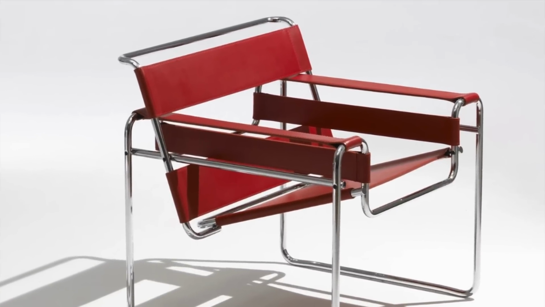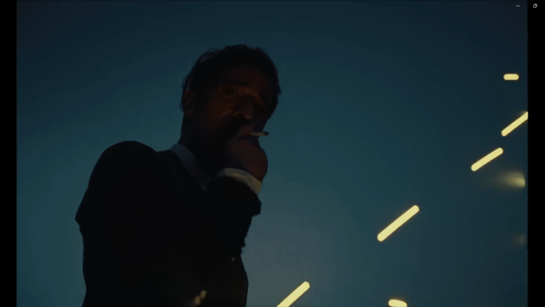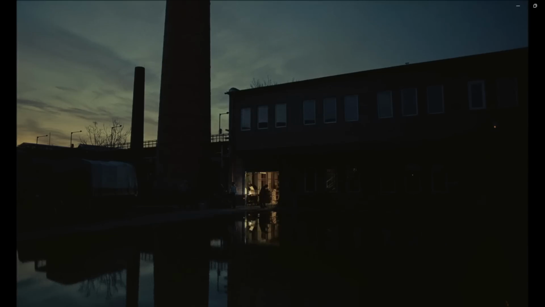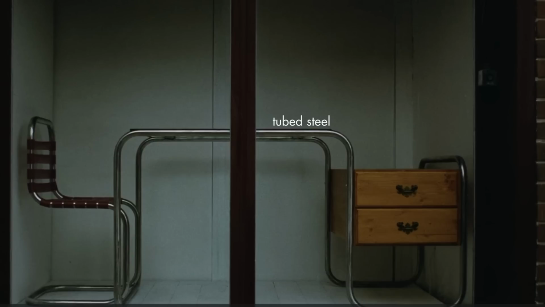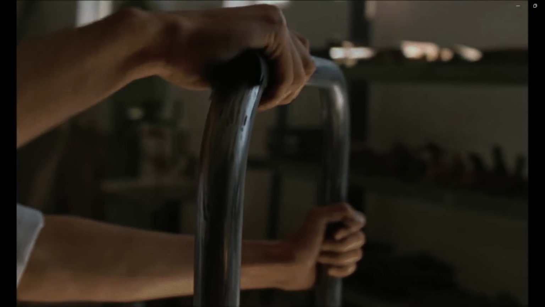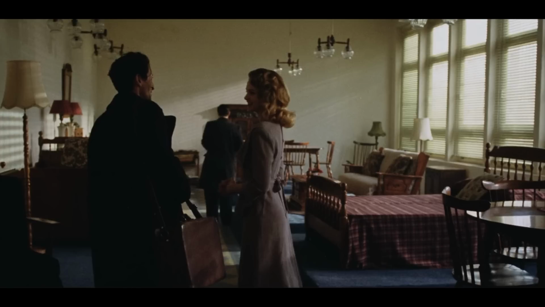No cushions allowed. In the film, we see Laszlo welding the steel that will become his version of the Breuer chair. His desk and chair set has the same tubed steel, the cantilever design, and the same dyed leather strips. This sleek, modern design stands in stark contrast with the Pennsylvania Dutch-style furniture at his cousin's store, which is mostly carved out of wood.